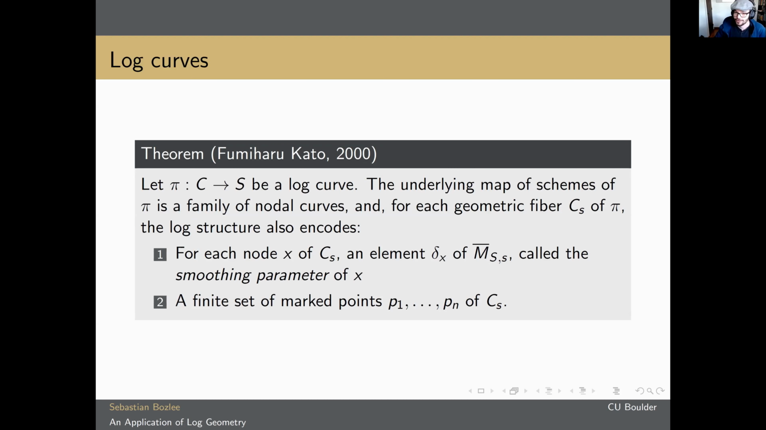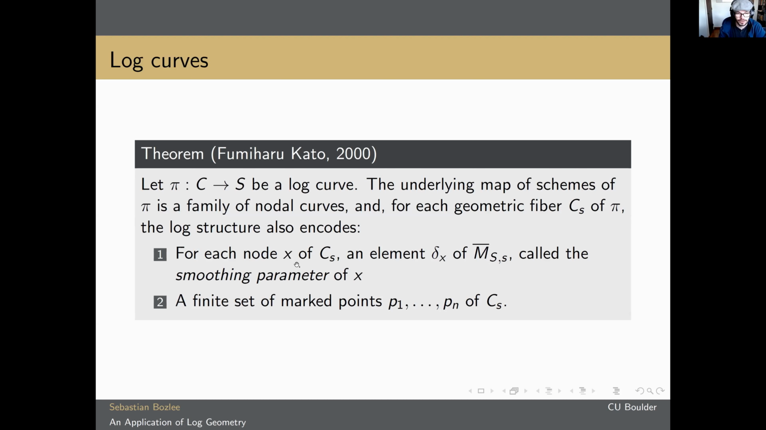So if we have a log curve and we forget the log structure, what we're going to be left with is a family of nodal curves. We're allowed to have nodal singularities, even though we asked for it to be smooth in a log sense. And then if we look at each of the curves that lie in that family, each of the geometric fibers, we also have a little bit of extra information that comes from the log structure.